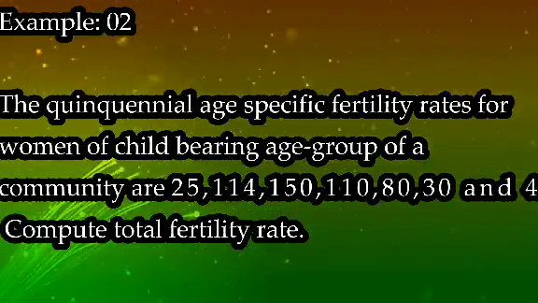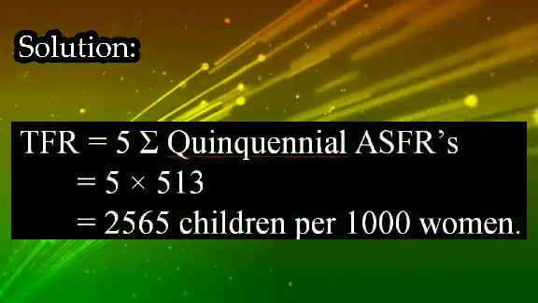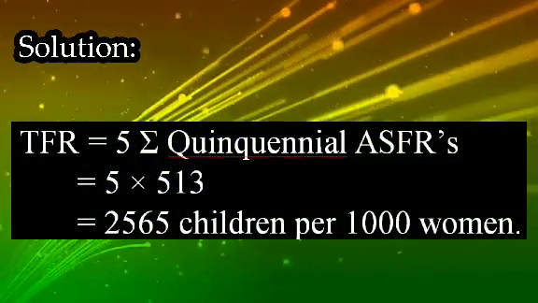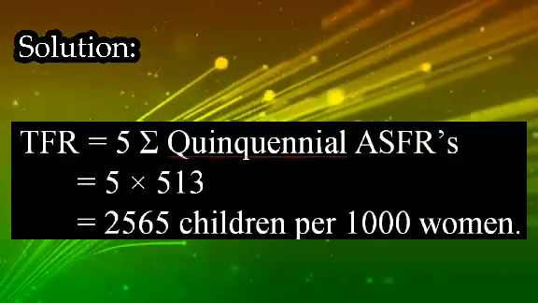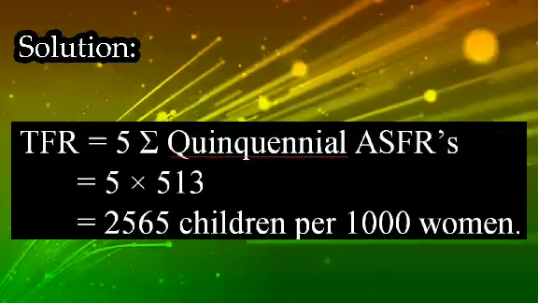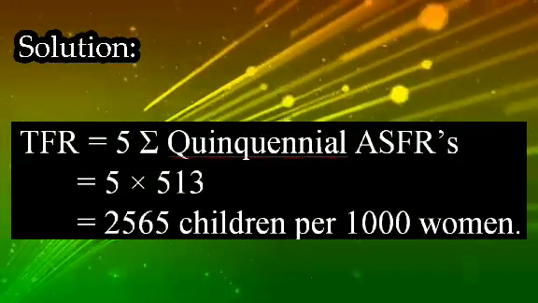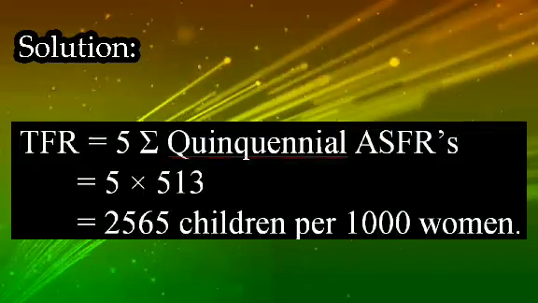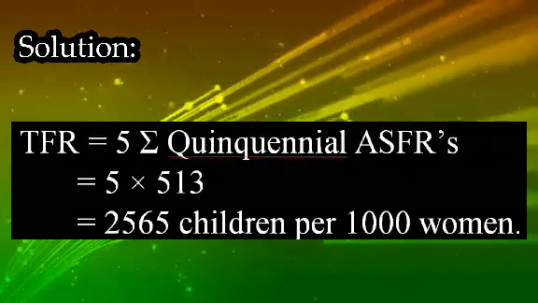So first write the formula under solution. TFR equal to 5 into sigma quinquennial ASFRs. 5 multiplied by the sum of ASFR value. Add all the given values. The sum total will be 513 multiplied by 5, and the final answer is 2565.